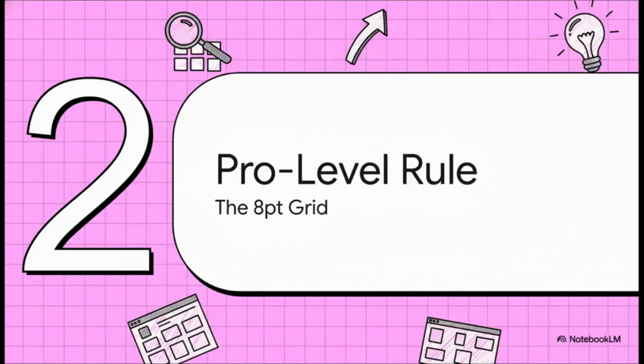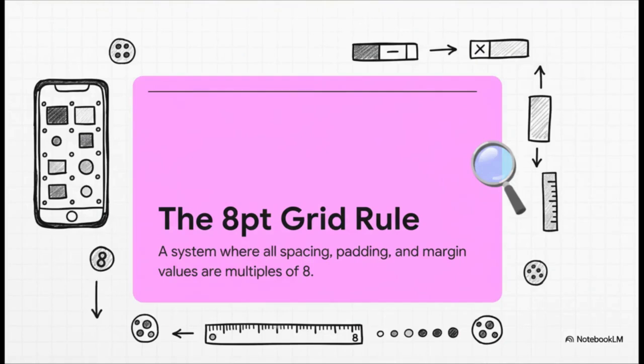So what's the fix for all this mess? Well, professional designers have a secret, and it's a beautifully simple rule that builds a rock-solid foundation for pretty much any interface you can imagine. It's called the 8-point grid rule, and it is exactly what it sounds like. It's a system where every single one of your spacing, padding, and margin values are a multiple of 8. That's it. That is the entire rule.